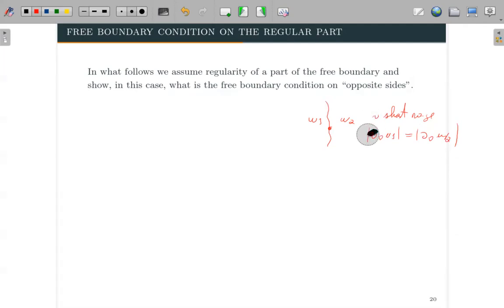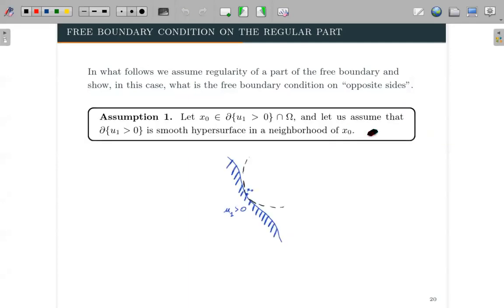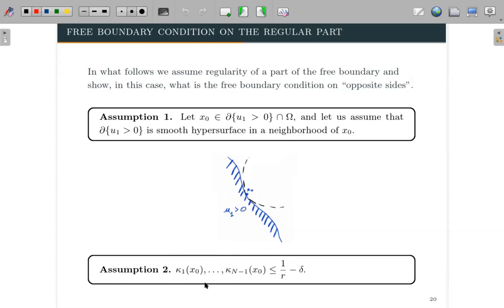Okay, so what replaces now this thing? We have to assume regularity because we cannot prove it yet. So if we have regularity, let's assume that we take a point x naught, and that the boundary is already a hypersurface. Okay, let's make this technical assumption, and I will explain why in two slides.